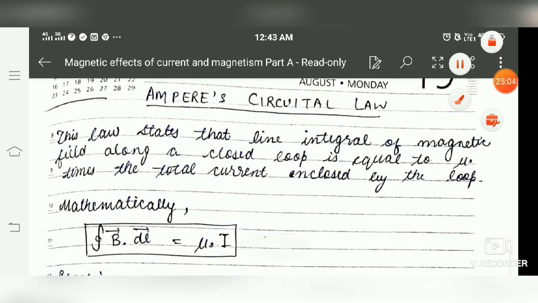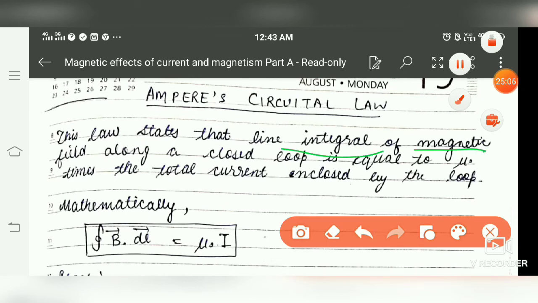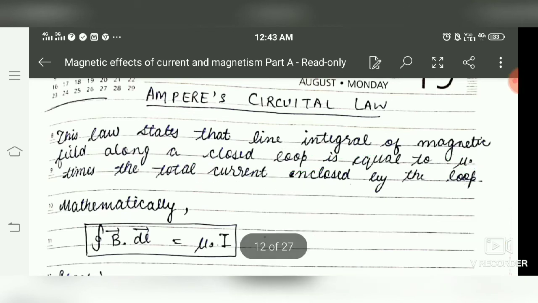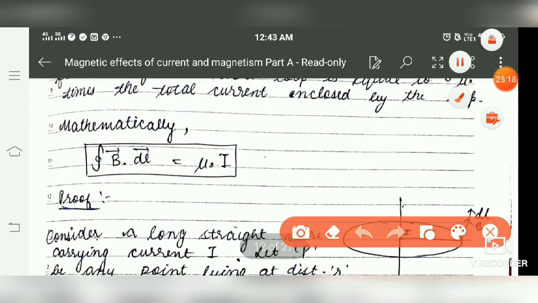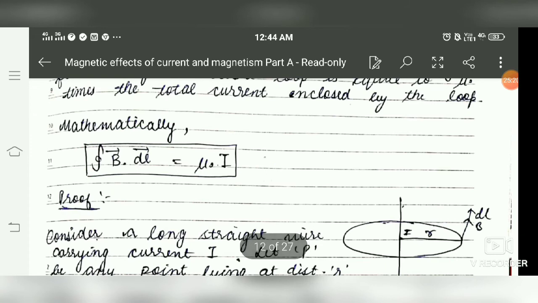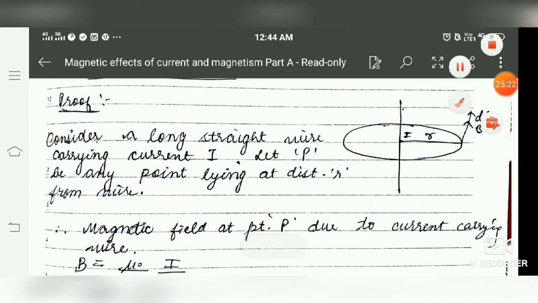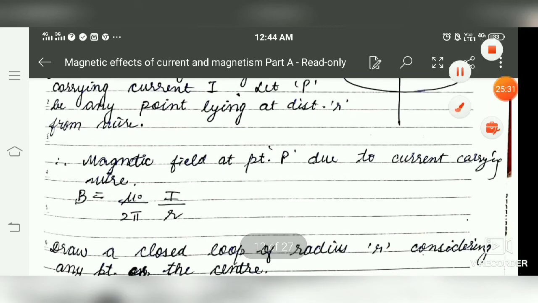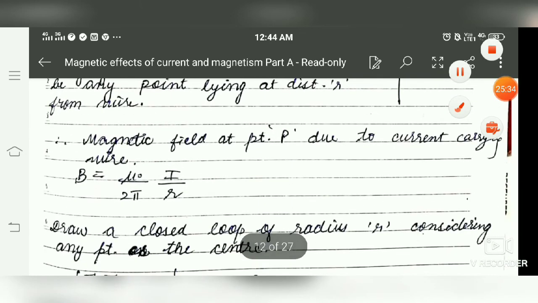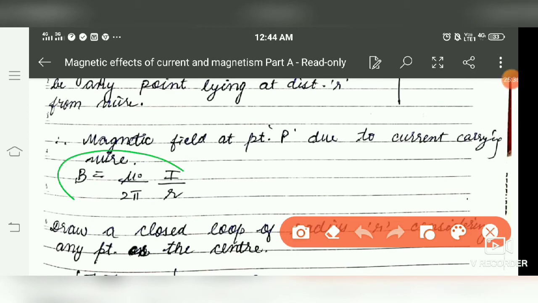So this law states that the line integral of magnetic field along a closed circular path is equal to mu naught times the total current enclosed by the loop. This is Ampere circuital law. Now for its proof, we know that we have a wire. This is the distance from the wire. For this, the field is in this direction and dl is also in this direction. So by substituting the value, we know that B for a wire is this.